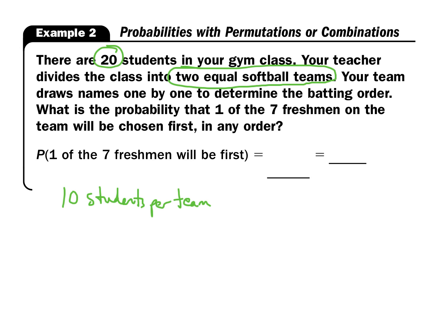Your team draws names one by one to determine the batting order. What is the probability that 1 out of the 7 freshmen on the team will be chosen first in any order? Okay, so we don't care which of the freshmen, we just care that one of the freshmen is first. So there are 7 possibilities for a freshman being selected first out of 10 students. Okay, and that can reduce, of course, to 0.7, or a 70% chance.